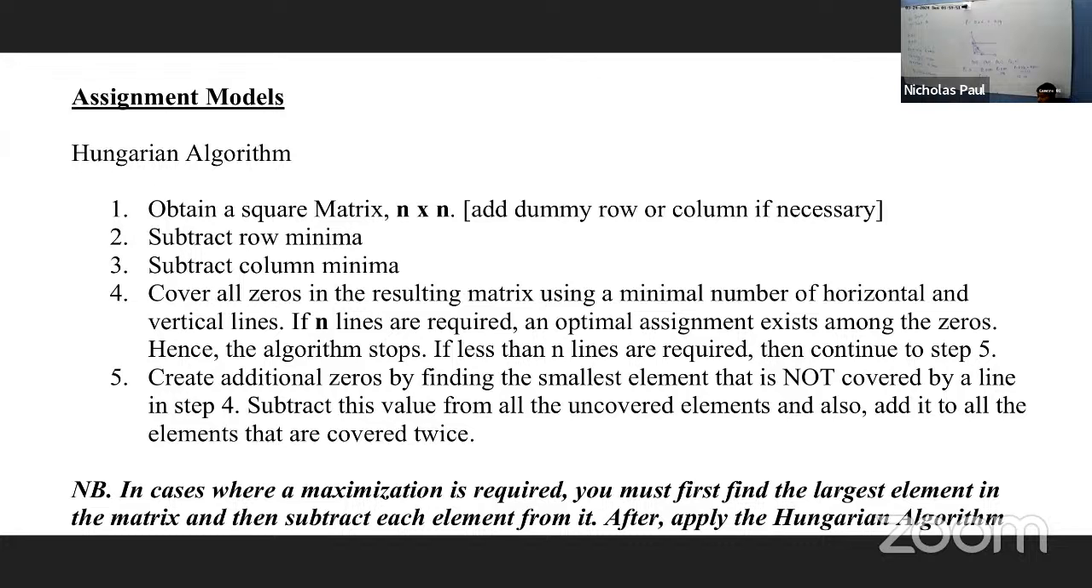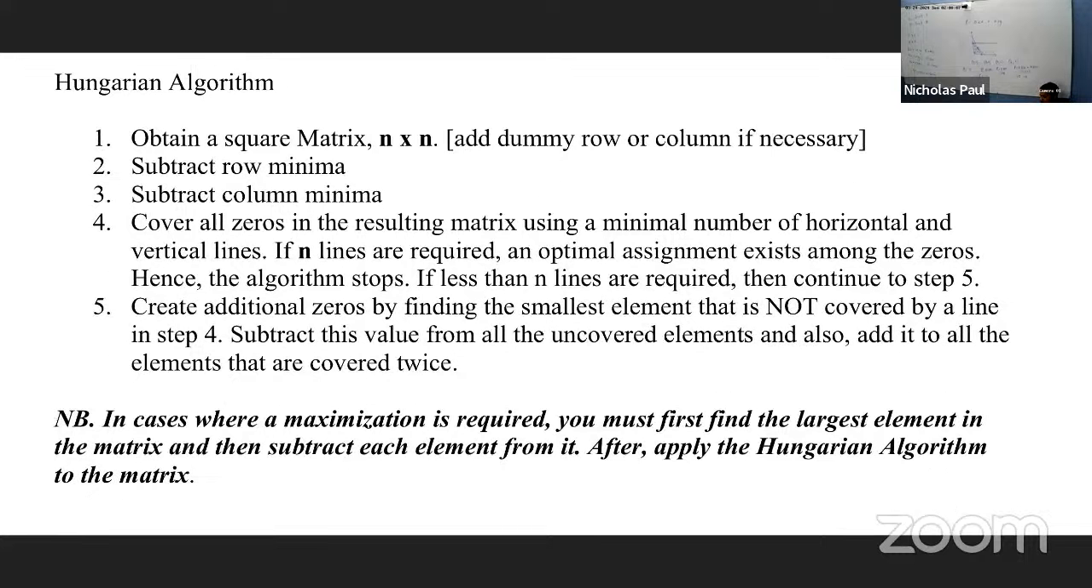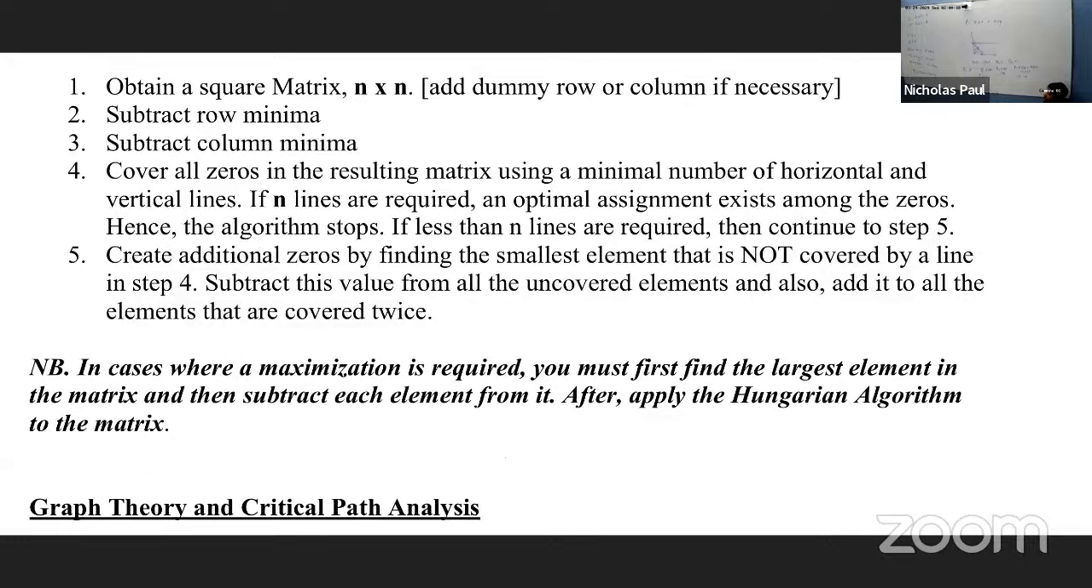Add a dummy row, right? You add a dummy row or dummy column. Right? And then you do the usual. You take your row, you subtract your row minimum, and you subtract your column minimum. Then you cover all the zeros in the resulting matrix using the least number of lines. If the number of lines is equal to the size of the matrix, then you stop. If you end up with less, then you have to continue to step 5. Step 5 is where we're going to create more zeros.